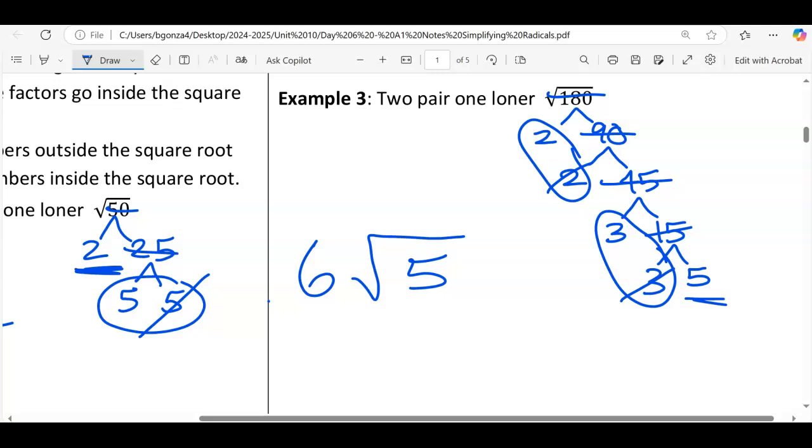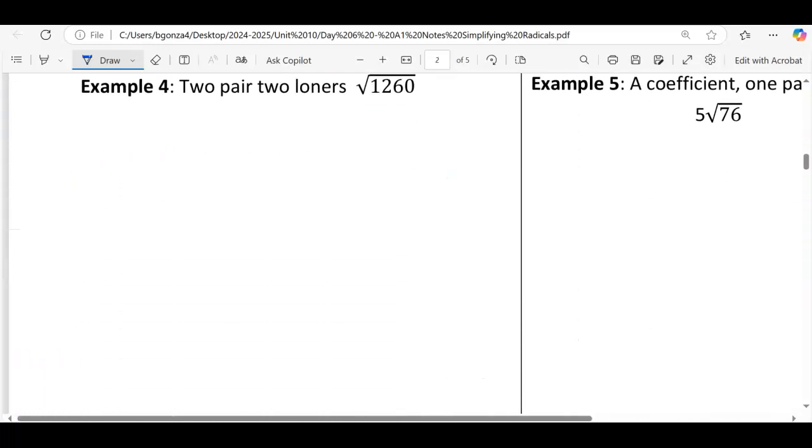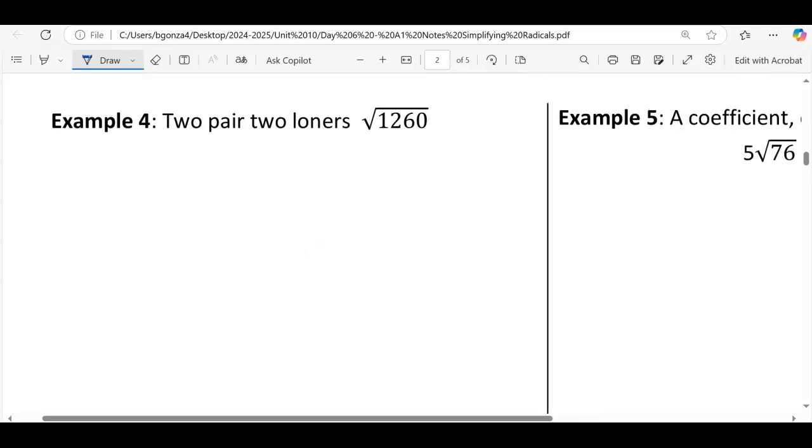Example 4 is a huge number. Does anyone still need 3? Okay, look at example 4. Stay with me here. 1260. That's a big number, but we can do it.